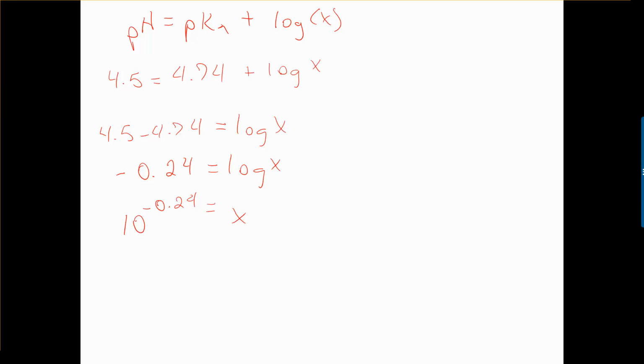I'm sorry, 4.74 because my Ka equals 1.8 times 10 to the negative 5. So my pKa equals 4.74, which is the negative log of the Ka.